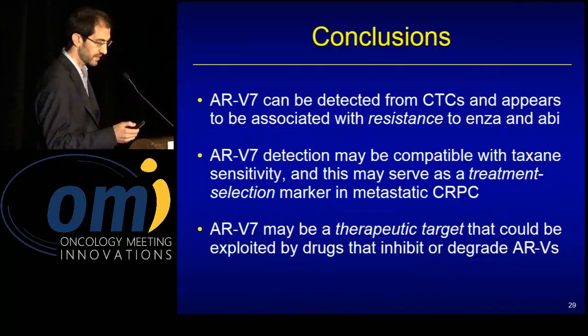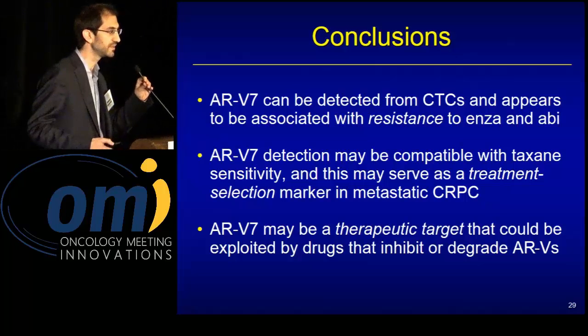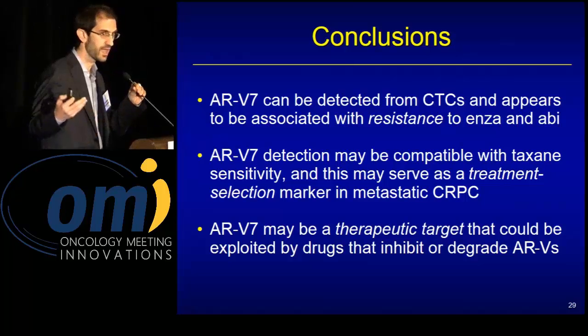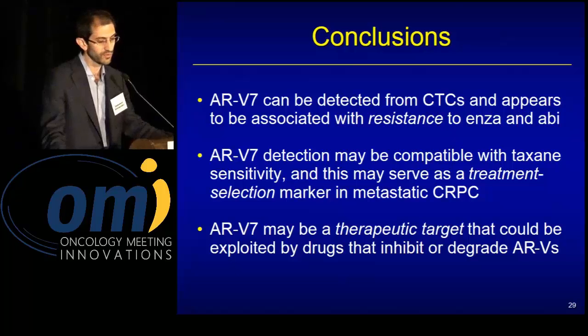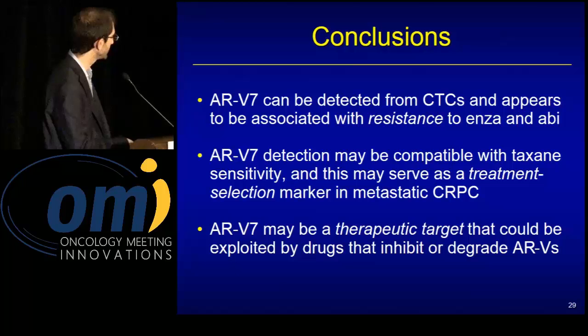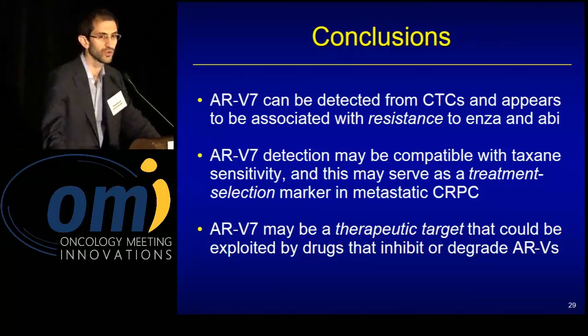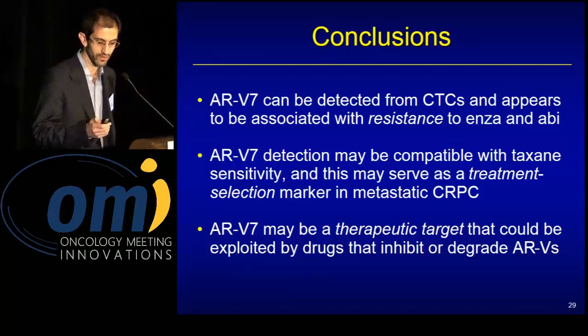That's my last slide. CTCs can be used to reliably detect AR-V7. It might be a mechanism of resistance to ABI and ENZA, probably not as much to taxanes. So therefore, it might be a treatment selection marker if the data are validated. There's a number of ongoing studies, and in the interest of time, I didn't get into those. Andy Armstrong is leading one. There are other phase 2 randomized trials, both in the US and in Europe, which are being done to validate the marker. But to me, the most interesting and promising part is, could this be turned into a liability? Could the expression of AR-V7 be targeted for therapeutic gain?